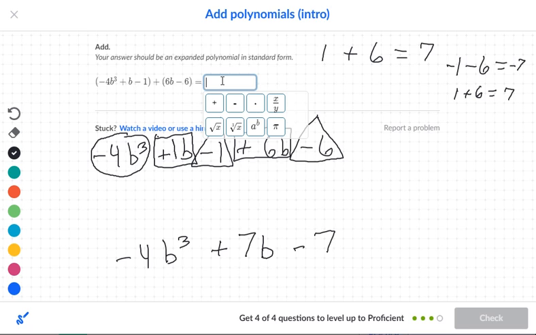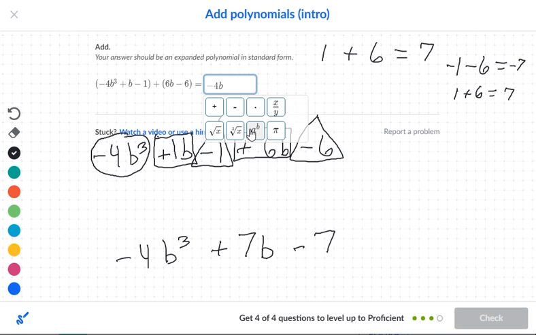So let's type it in. Let's press in the minus sign, let's press in the 4, let's put down the letter b, let's press the AB key. So our exponent is 3. Press your space bar, it brings it back down. Press your plus sign. Okay, then you have your 7, then your letter b. Now this time we need a subtraction sign and then a 7. So let's see if this is correct.